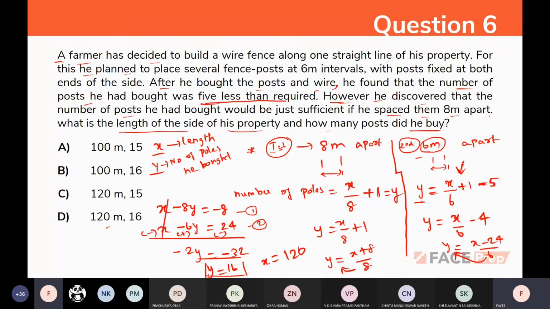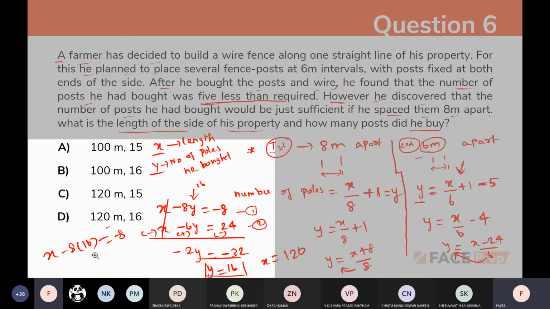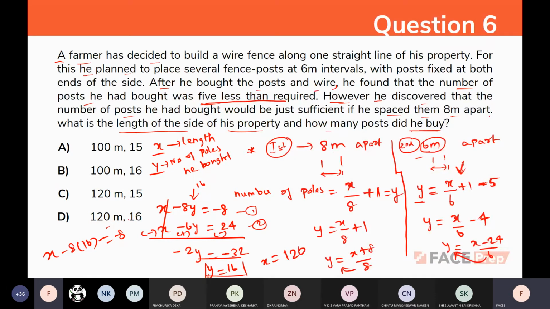If we apply y as 16 here, x minus 8 into 16 is equal to minus 8. So x is equal to minus 8 plus 128. x is equal to 120. So the answer will be option D. x is 120 and y is 16.